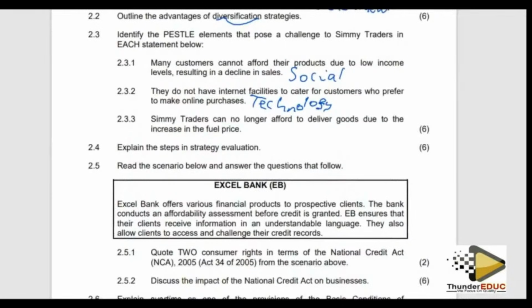So now, moving on to the next aspect, we have 2.3.3. Semi-traders can no longer afford to deliver goods due to the increase in the fuel prices. So this one calls for economical. Because remember, I said the moment we talk of economical, it means that the price should be there.